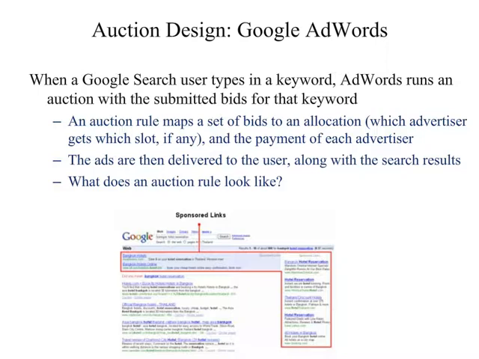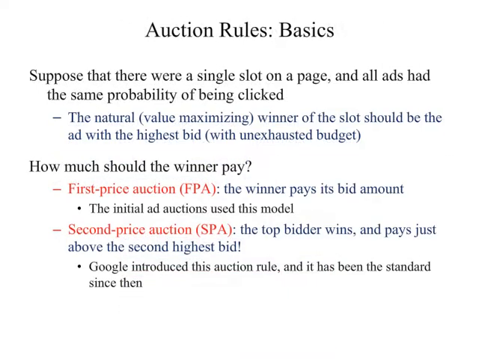But how much should he pay? And that's where a little bit of subtlety comes in. Most of the earlier models, like the way Yahoo was selling it, and the way even Google sold it in the first year or so, was a first price auction. Basically, whoever wins pays whatever he bid. If you bid 50 cents and you are the highest bidder, you pay 50 cents.